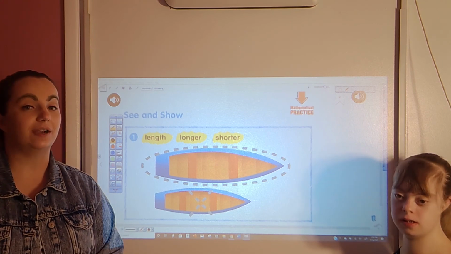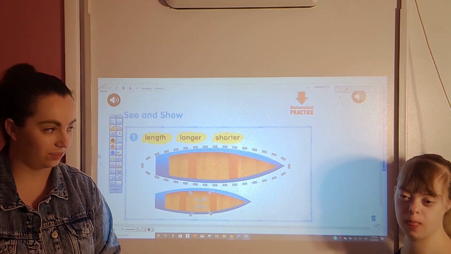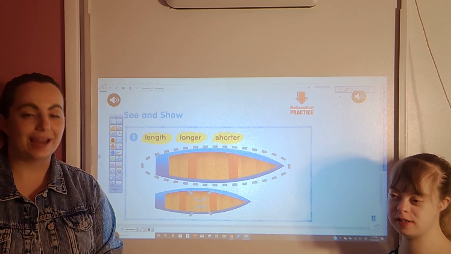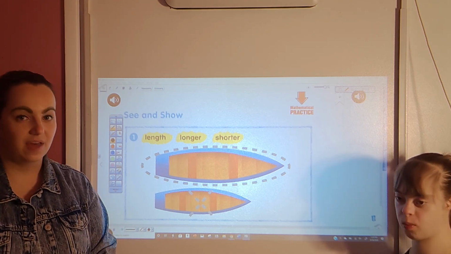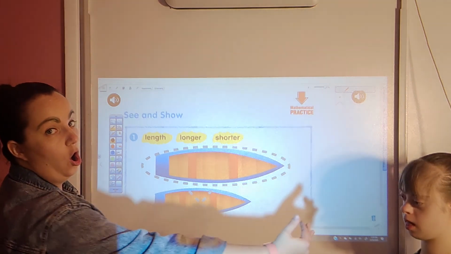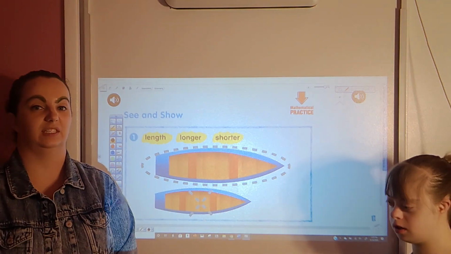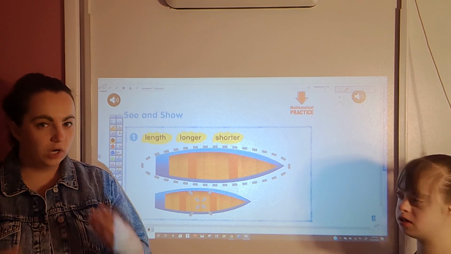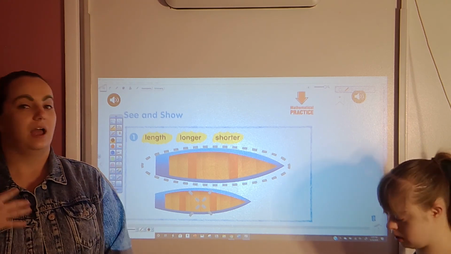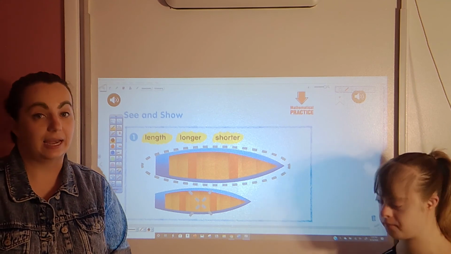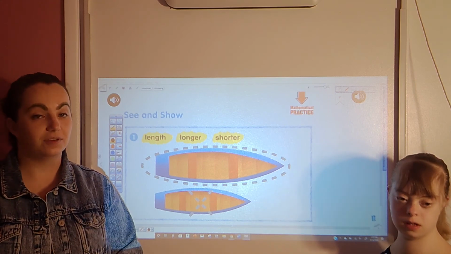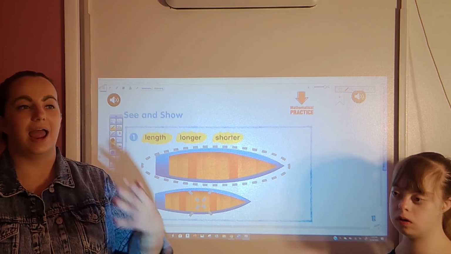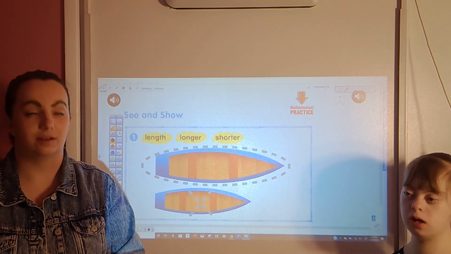Specifically, we are talking about length. Length is a measurement that tells how long something is. Now, before we dive into seeing how we can measure the length of objects or the length of different things, let's get comfortable with saying and knowing the word length.